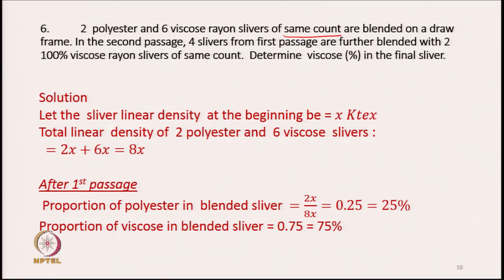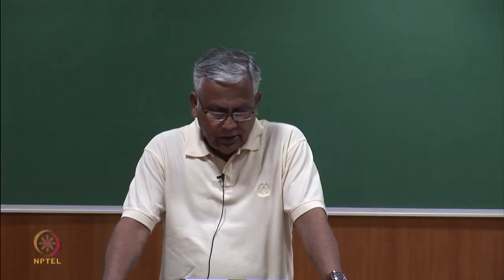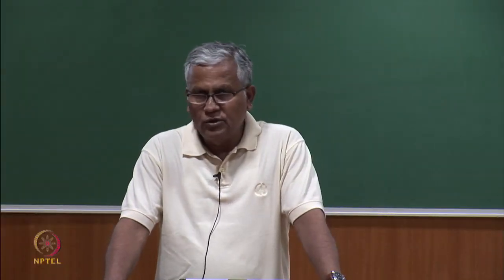So, that is how we can find out the percentage of polyester and viscose slivers after first passage. So, 25% and 75%. This is the first part of the problem, and there is a second part also. After second passage, what is the linear density of the polyester part in the slivers going to be? This is what we have to decide now.